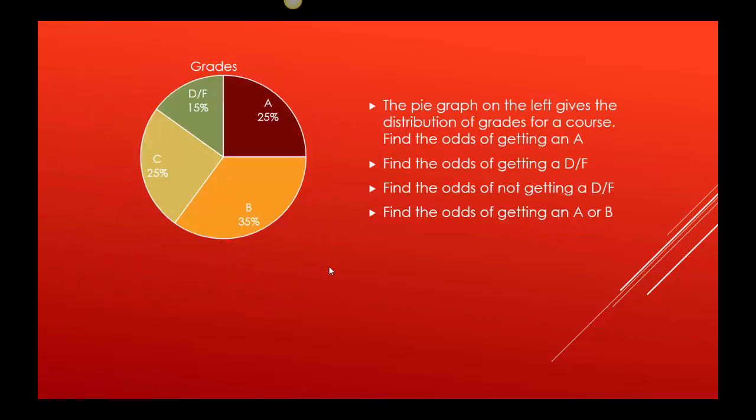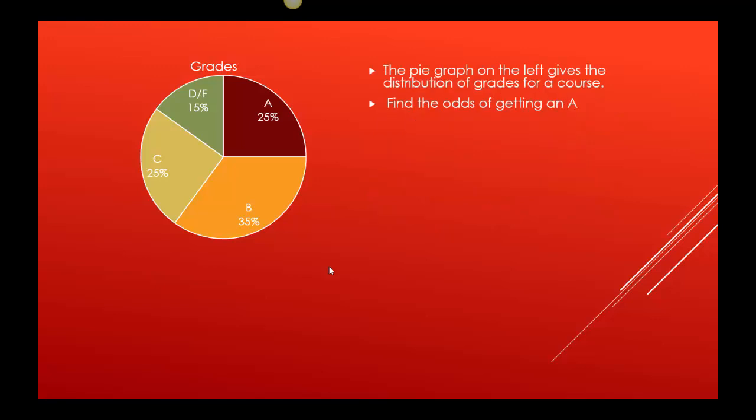Right. Here I moved over to a pie chart, and in the pie graph, it gives you the distribution of grades for a course. I want to find the odds of getting an A, the odds of getting a D or F, the odds of not getting a D or F, and then the odds of getting an A or a B.